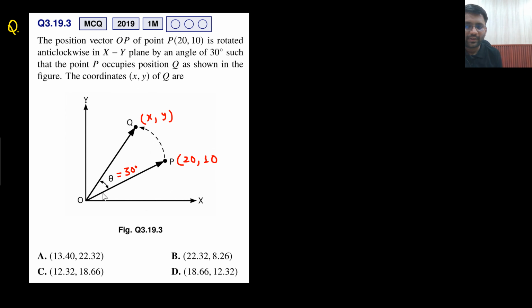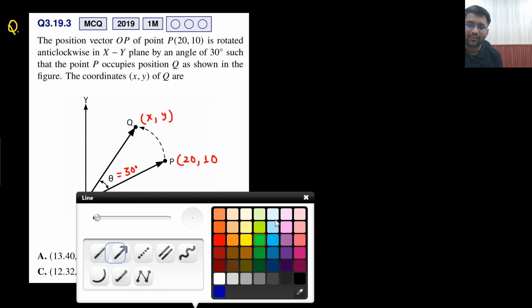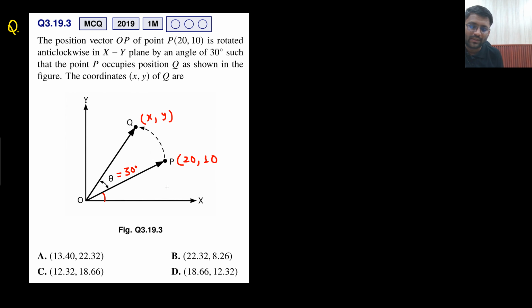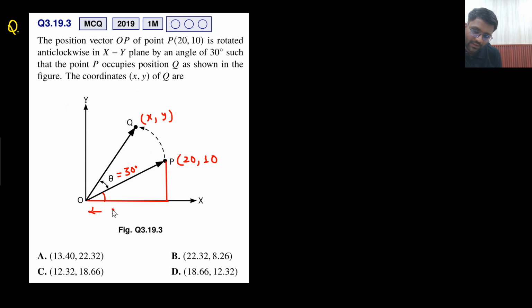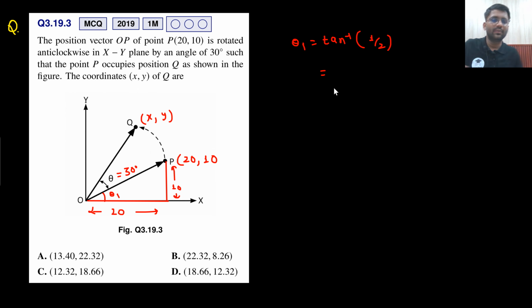So what can you do? Can you find out this angle? Yes, sir. What will be this angle? This length is 20, this length is 10. So what will be this angle? Let's just call this angle theta 1. So theta 1 will come out to be tan inverse 1 by 2. What is the answer of tan inverse 1 by 2? You can solve it and get the answer.